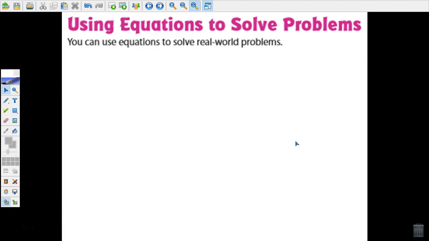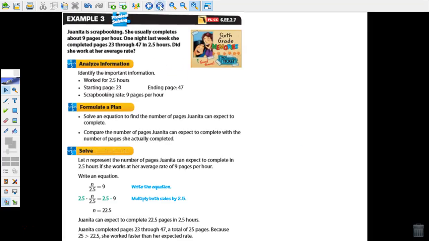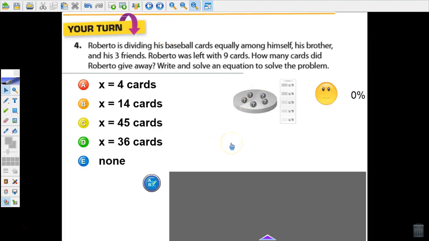Okay, using equations to solve problems. You can use equations to solve real-world problems. I'm going to skip over this page because we don't really need it and just go straight into this your turn, okay? So let's do this together. So Roberto is dividing. So we already know dividing, keywords class, dividing his baseball cards equally among himself, his brother, and 3 friends. So I already know he's dividing, and I know there's 5 people. So it's being divided by 5.